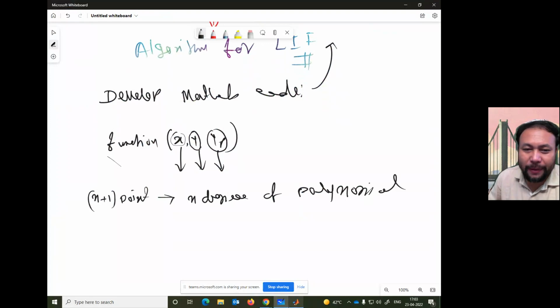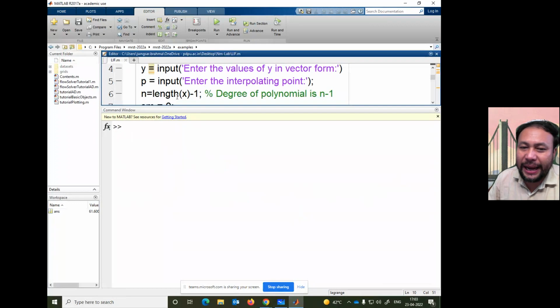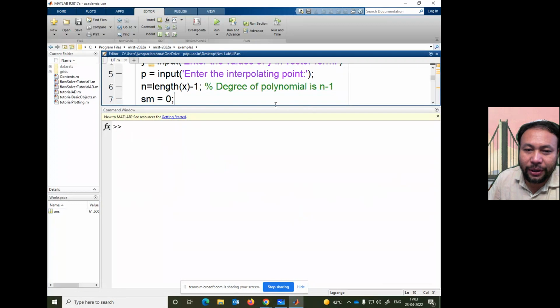The same logic is applied here. N is equal to length x. Means if I have 10 points, the degree of the polynomial will be 9. If I have 100 points, the degree of the polynomial will be how much? It will be 99. So this is the logic here: the degree of polynomial is n minus 1.